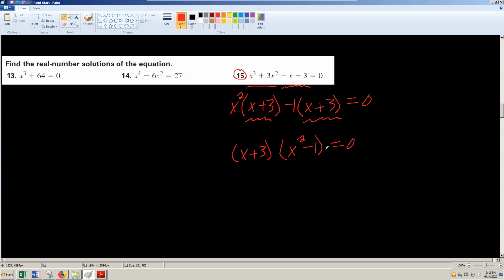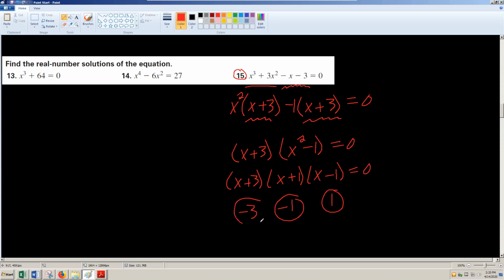In terms of solving this, my next step would be to factor this a little bit further, or I could just set this thing equal to 0 as it is. Either way, whatever your personal preference is, I'd probably factor it once more just because it factors nicely into x plus 1, x minus 1. And then from here I solve. Here I get an x value of -3. Here I get an x value of -1. And here I get 1. So these are my 3 real solutions for this equation.